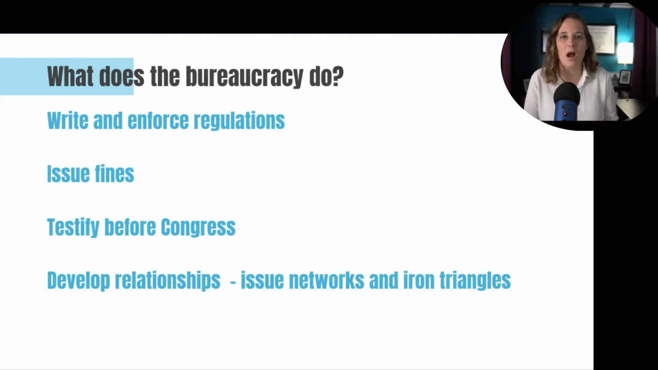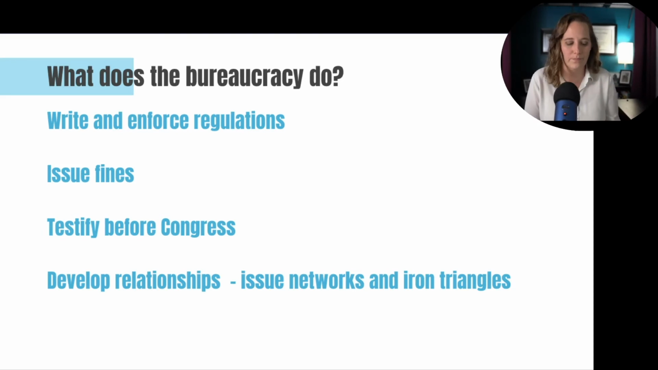So what does the bureaucracy actually do? Well, they write and enforce regulations based on legislation that's been passed. They issue fines to people who are not following those regulations. They testify before Congress, and they develop relationships through issue networks and iron triangles.